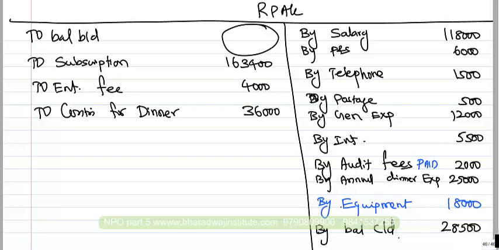The building and all will not come. Is it purchased in the current year? That loan also was not taken in the current year. Whatever is received and paid in the current year will come in the receipts and payments account. Tell me the opening balance. What is the opening balance? 13,600.